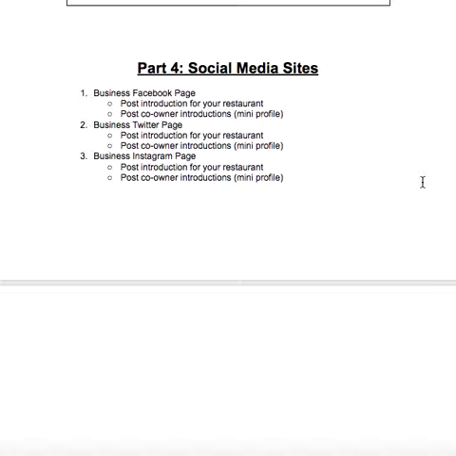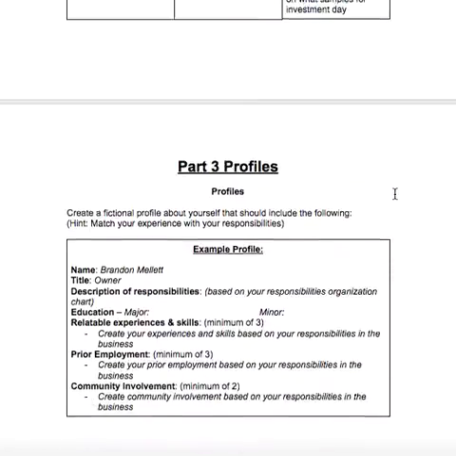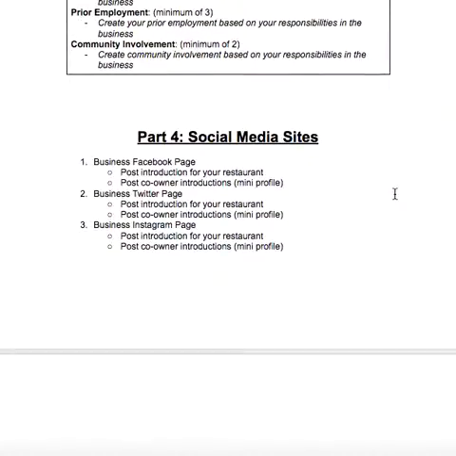And you're setting these up as business ones. So they're not your personal ones you have now. They are a real business Facebook page, a real business Twitter, real Instagram page. All we're looking for you to do is start adding some pictures to it, post the intro of your restaurant, of who you guys are and what you're doing, and then post co-owner introductions. And the mini profile, that is this here. That's your mini profile. So once this is done, just simply cut and paste, get all that together, and then post that to your social media site.